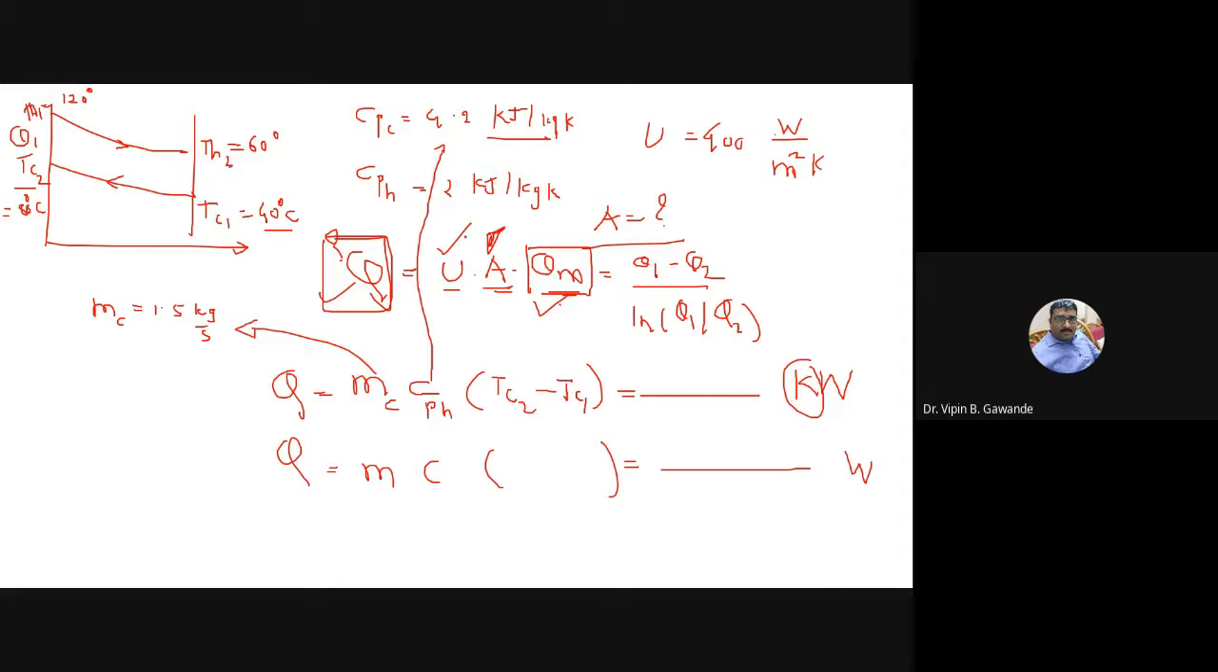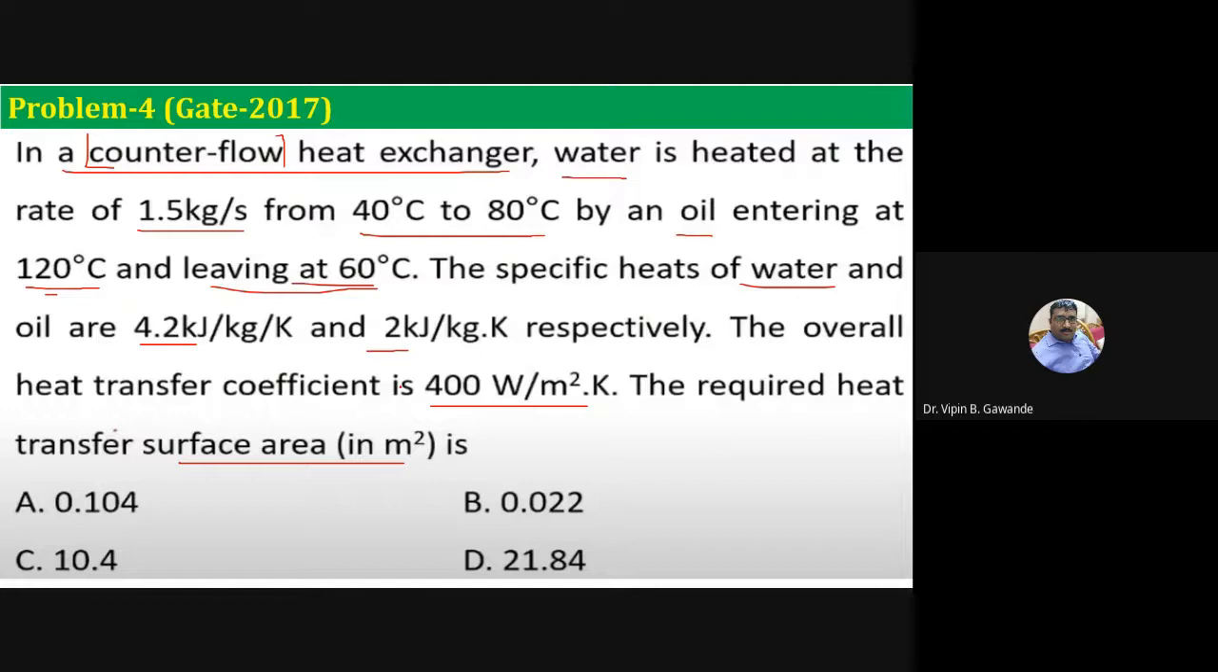And U value is given in watt, so the right hand term will have the unit of watt. So the left hand side should also have the unit of watt. So convert that into watt and you will get the answer. If you calculate these things, you will get the answer as 21.84. Just calculate this value, you will get the answer as 21.84.